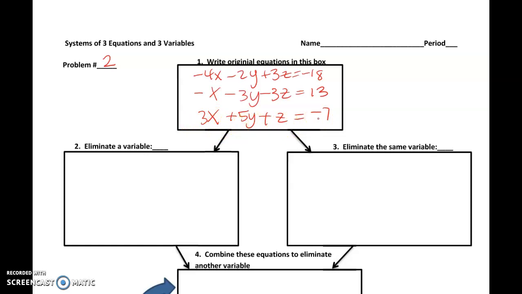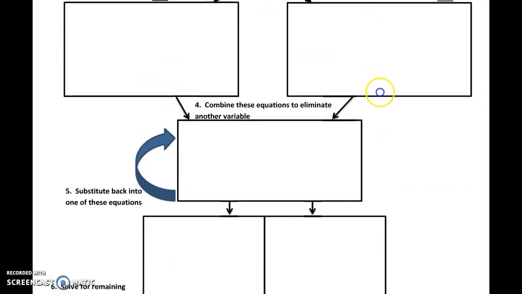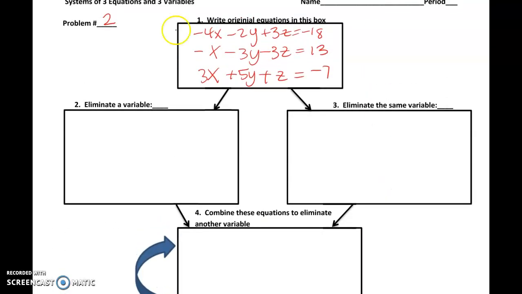The reason I'm really double checking to make sure I didn't make any errors is if I made an error in writing the question, I'm going to do all this work for no reason. So make sure you write the correct equation. Here I am going to number my equations, and then I'm going to go into step 2. It says eliminate a variable.